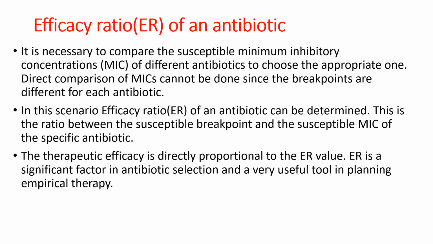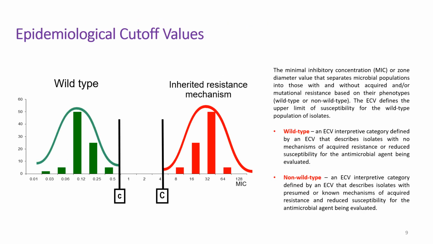The term therapeutic efficacy is a misnomer that is often used. However, therapeutic efficacy is related to the risk or safety of the antibiotic. The correct term is efficacy ratio. Therapeutic efficacy is directly proportional to the efficacy ratio. Efficacy ratio is a significant factor in antibiotic selection and for empirical therapy. So we'll repeat again, it's the efficacy ratio, a quotient of susceptible breakpoint to MIC, that helps in antibiotic selection and not just the MIC alone.